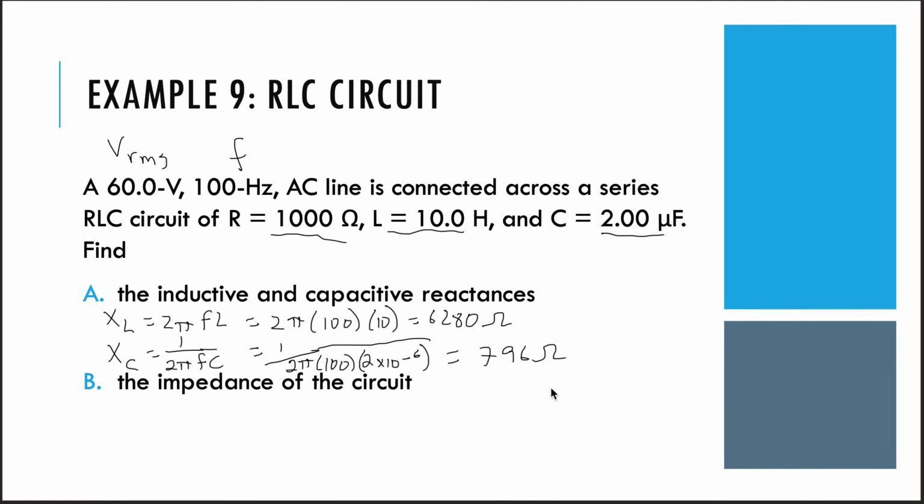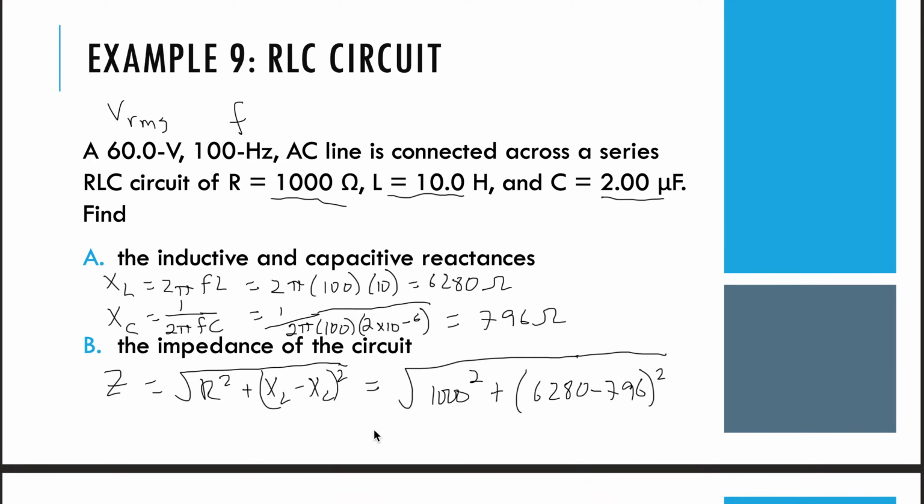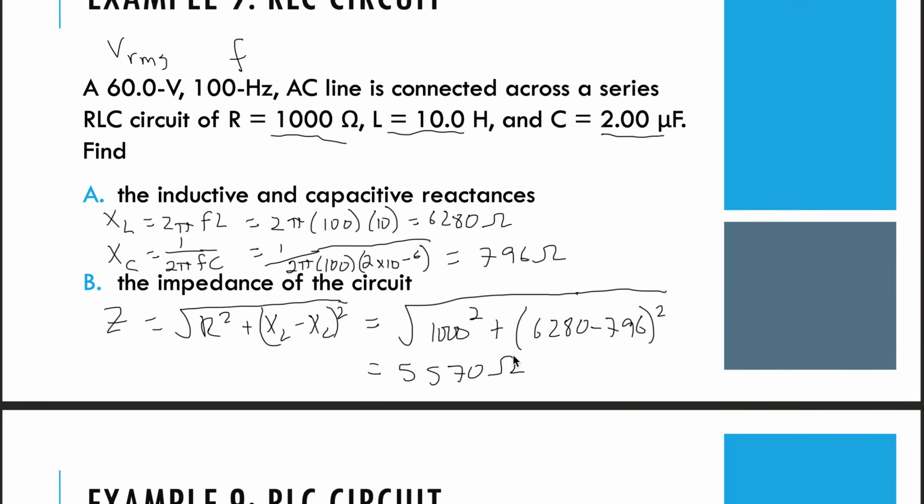The second part says, what's the impedance of the circuit? We just learned about impedance. Z equals the square root of R squared plus XL minus XC, quantity squared. So plug and chug: the square root of 1000 squared plus 6280 minus 796, all of that squared. Then take the square root after you add these two terms, and we're going to get 5570 ohms. That's the impedance for the circuit. Let's keep going. There's a couple more parts here.